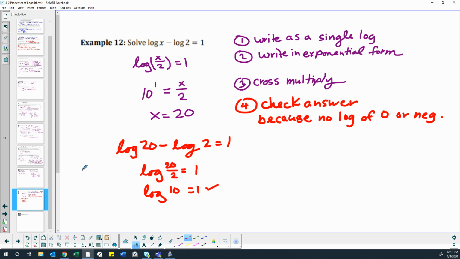So when you're checking your answer, you could actually check the whole thing and make sure it works. Or you could just look at this part right here and see that you're not taking the log of 0 or a negative, and that's enough usually to know that it's going to work.